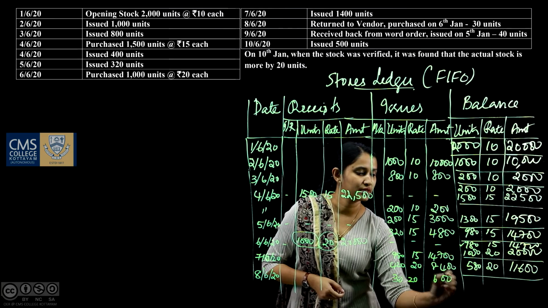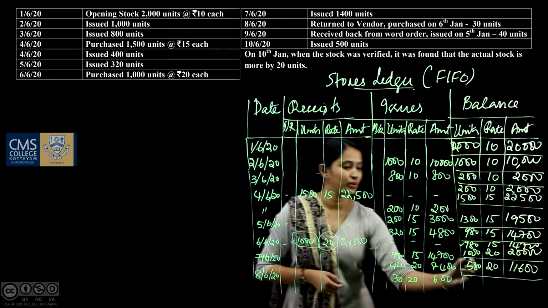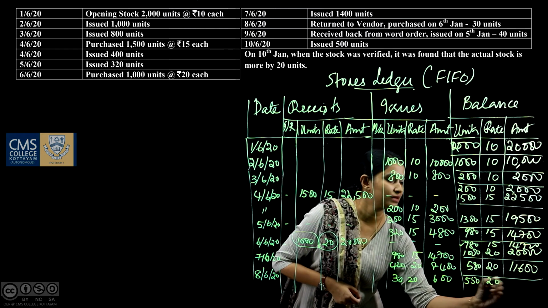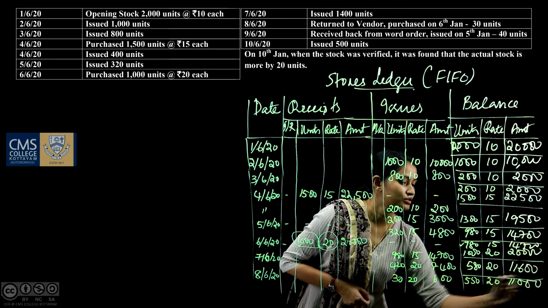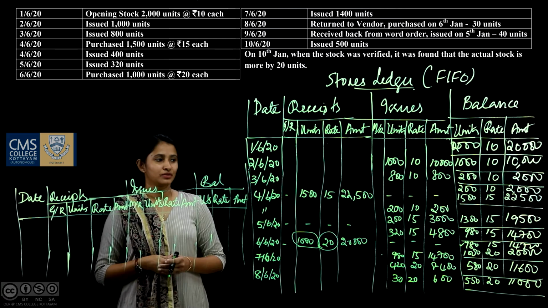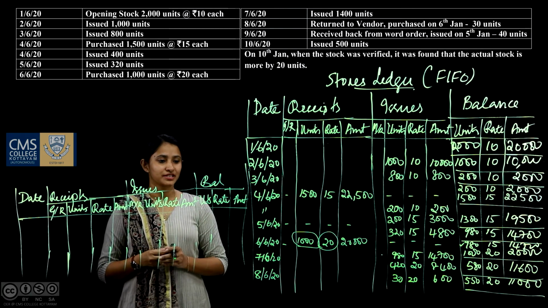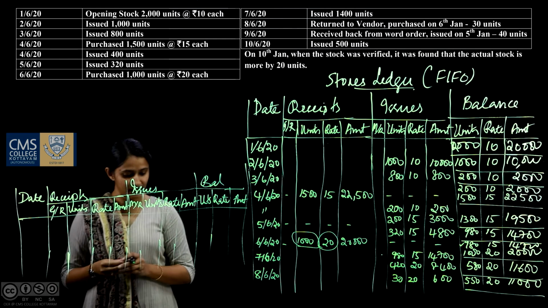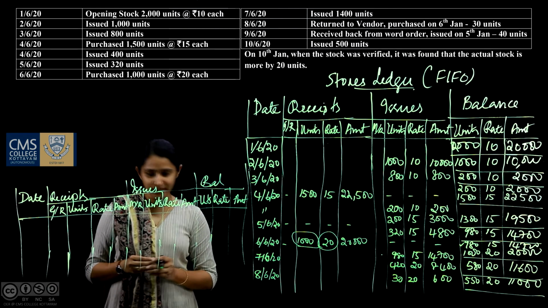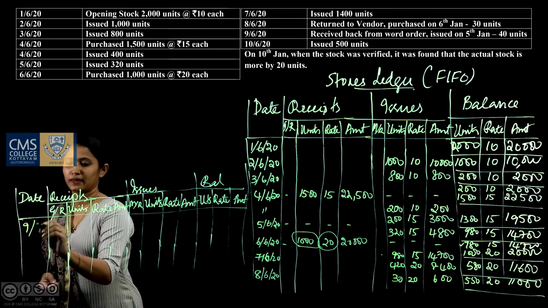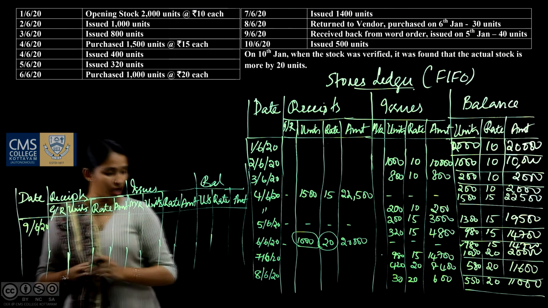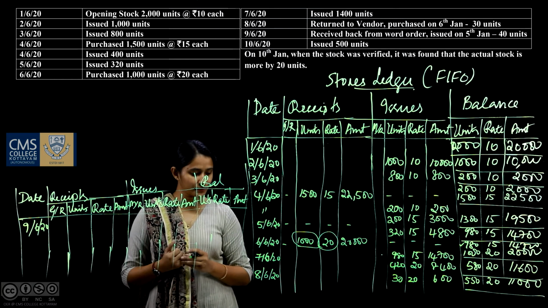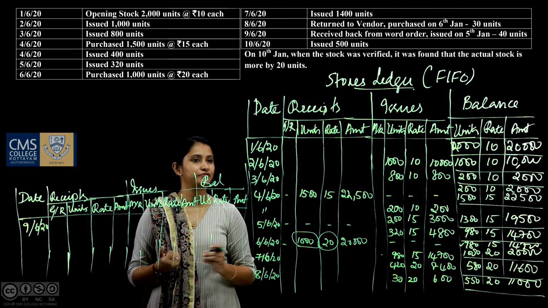So we have to value them at rupees 20 per unit. So 600. So that leaves us with 550 units at 20, materials worth 11,000 rupees. So we entered the transactions till 8th June. The remaining transactions we are entering on this side. So they are saying that on 9th June, we received back from work order materials issued on 5th Jan.